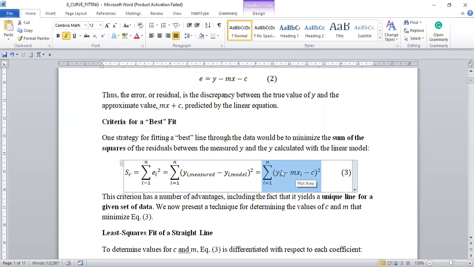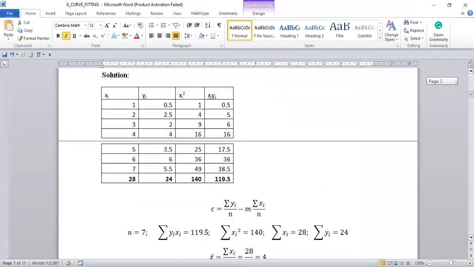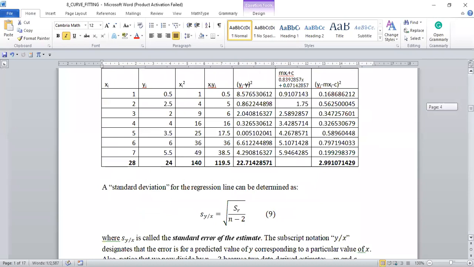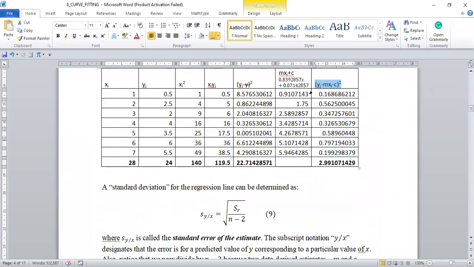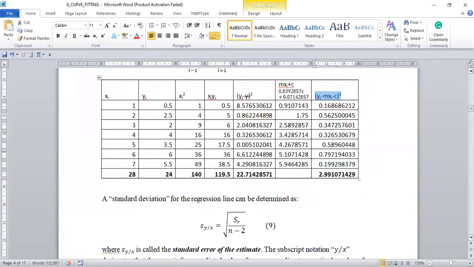So we need to also include it in the table. That's why I have it here, and there is a summation, which is the sum squared of the error. Basically, these are the measured values, and this is the model we derived, the line that best fits the data points. Then this is the error.